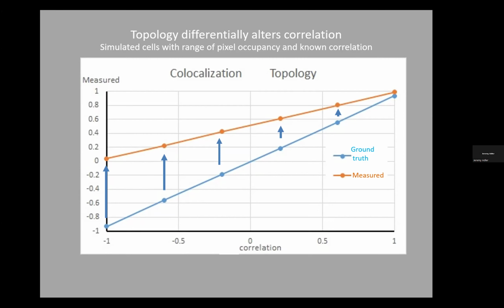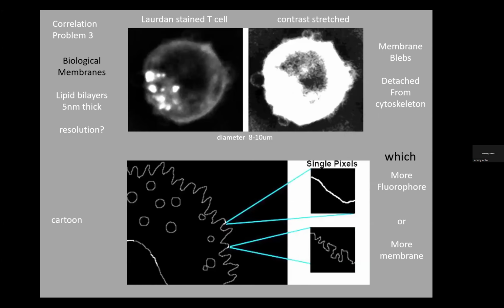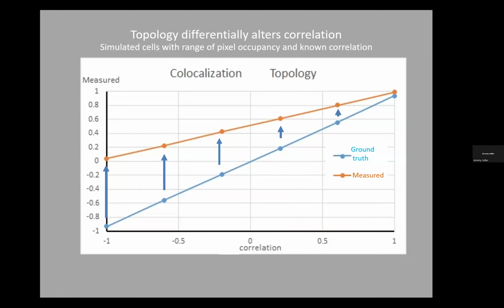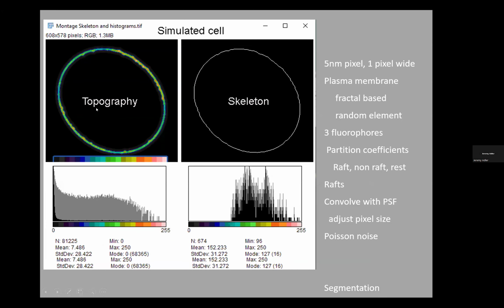The question then is how we might factor out this problem. Well, a way of doing it would be to have a fluorophore that reports the amount of membrane. So now we would need a 3 fluorophore arrangement. The 2 fluorophores we're interested in and one that simply reports the amount of membrane that can be then used to normalize the intensities in each pixel and get us back to the measurement we know is a ground truth. 3 problems in correlation measurement.